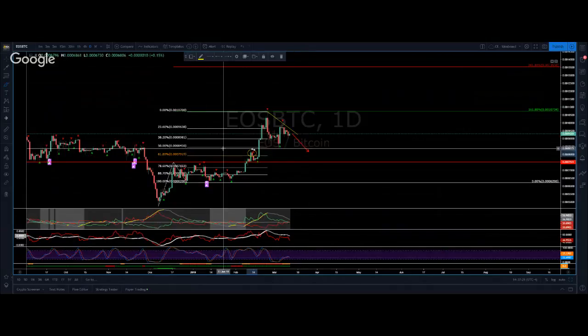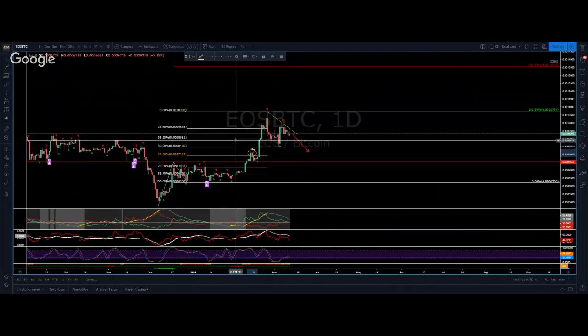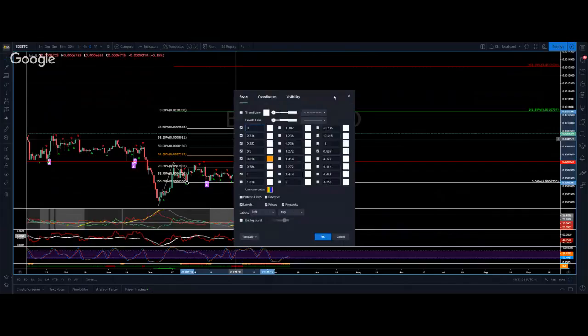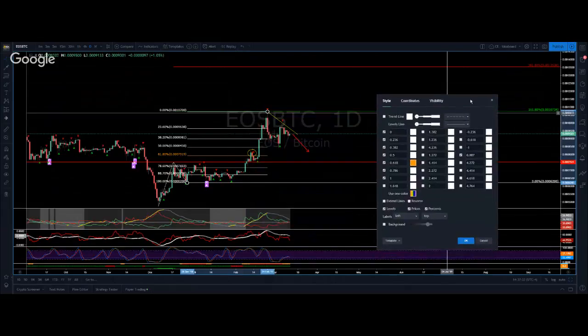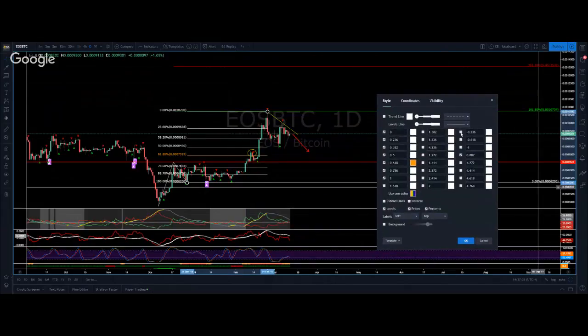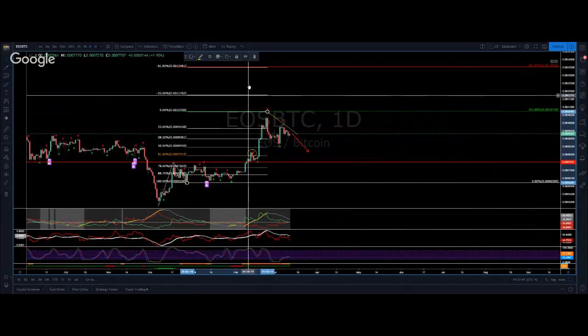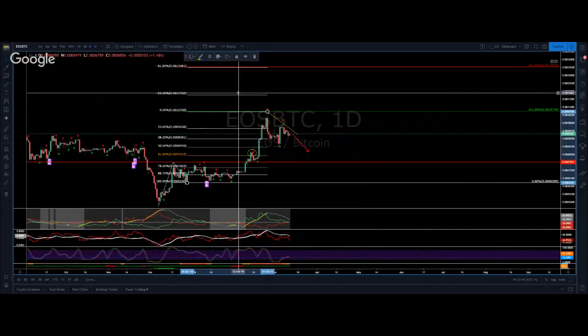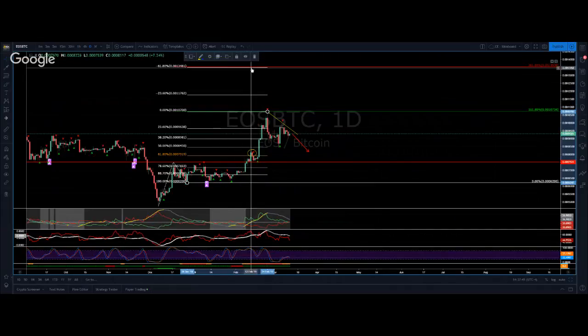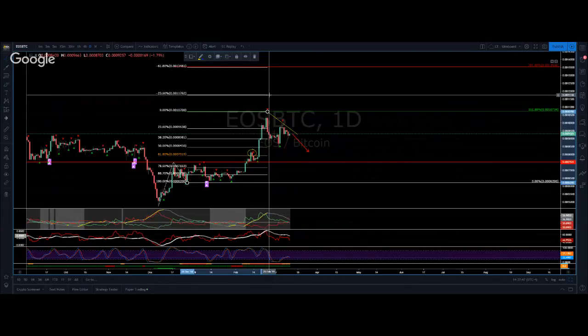So I'm going to make a slight adjustment to my wave 3 measurement. I'm going to include a couple new targets here. So I'm going to do the 236 and the 618 here. And so these are extensions. Basically the negative 236 and the negative 618, these are two targets that you would want to look for.